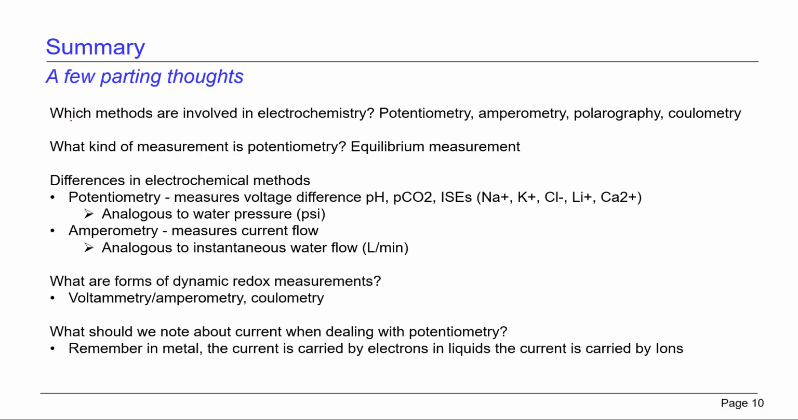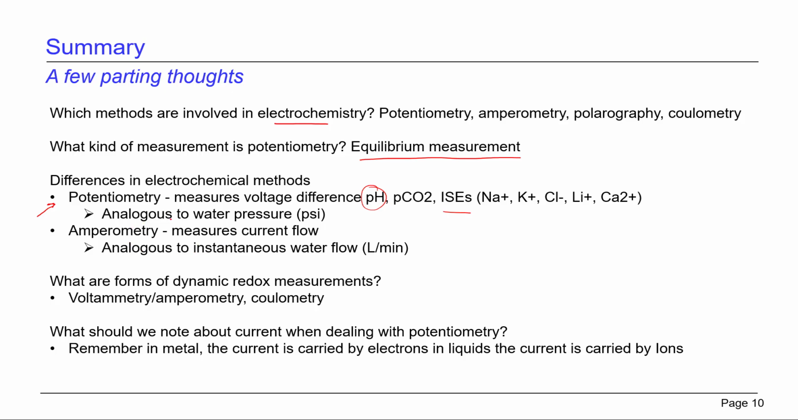As we wrap up part 2 of the video, just a few parting thoughts. Keep in mind the different methods involved in electrochemistry. There are basically 4 major ones. What kind of measurement is potentiometry? It's basically an equilibrium measurement. There are obviously differences in electrochemical methods. We focused a lot on the potentiometry method, which relates to pH, which will be the subject of your project. And then ion-specific electrodes would be your classic sodium, potassium, chloride, lithium, and calcium.